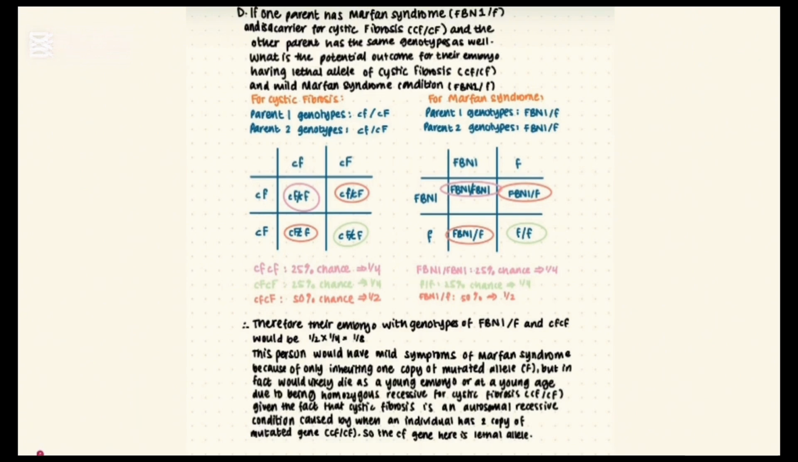This person would have mild symptoms of Marfan syndrome because of only inheriting one copy of the mutated allele small f, but in fact would likely die as an embryo or at a young age due to being homozygous recessive for cystic fibrosis, small c small f. Given the fact that cystic fibrosis is an autosomal recessive condition caused when an individual has two copies of the mutated gene, small c small f, the CF gene here is a lethal allele.